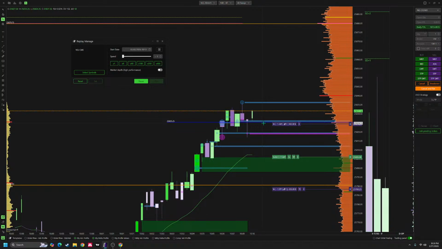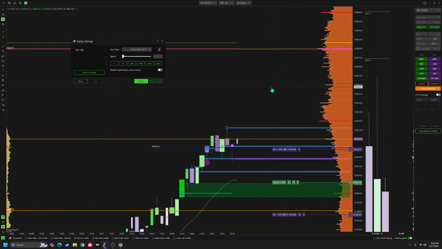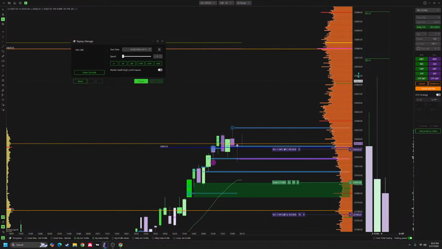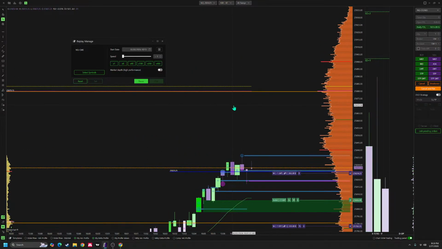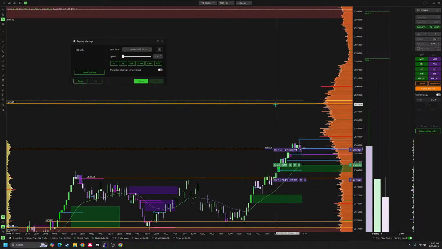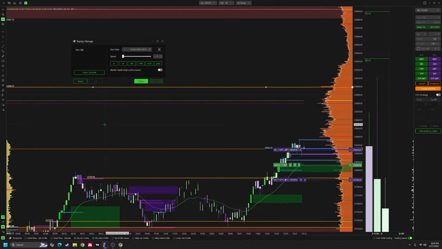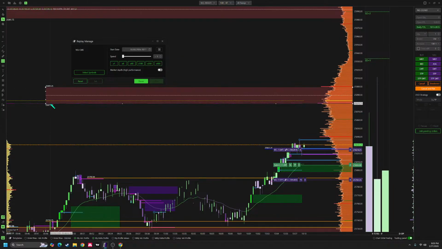Are we going to take another attempt to burst through the wall? If we burst through the wall here, I think our next level is going to be this point of control up here. So whatever the case may be, I'd love to see a pullback, but otherwise I'm going to have to wait until we get up here somewhere. Let's put a little zone there.